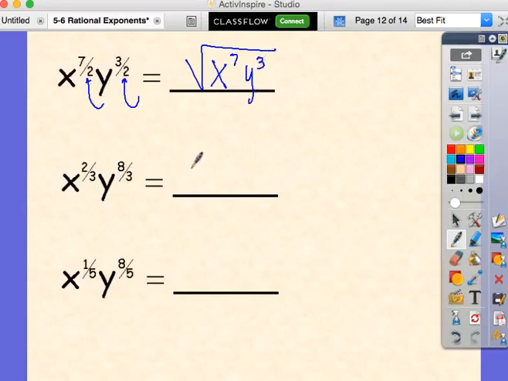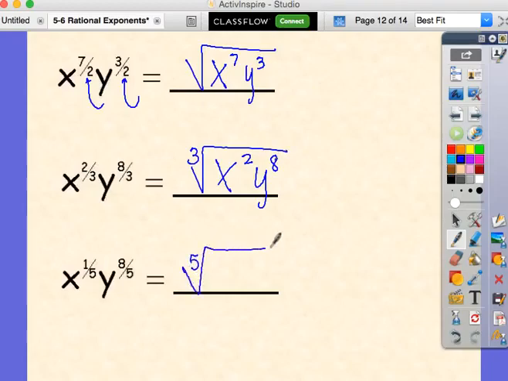Okay, the next one, what type of root do we have? Cubed root, and then x to the 2nd, y to the 8th. Next one? 5th root of x, y to the 8th. Very good.